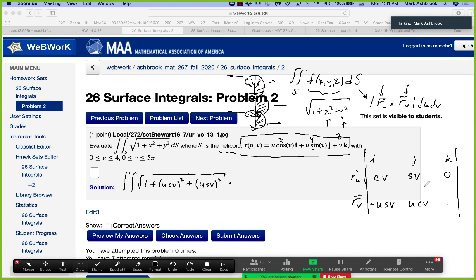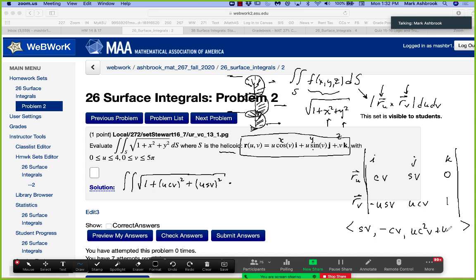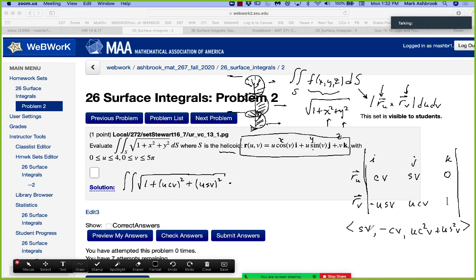Now we're going to do the cross product. For i, all we get is sine v. For j, going down to the right is 0, down to the left will be negative cosine v. For k, we'll have two terms: going down to the right, u cosine squared, and then minus negative u sine squared, so plus u sine squared. So that's our cross product. And then we need the magnitude of it.